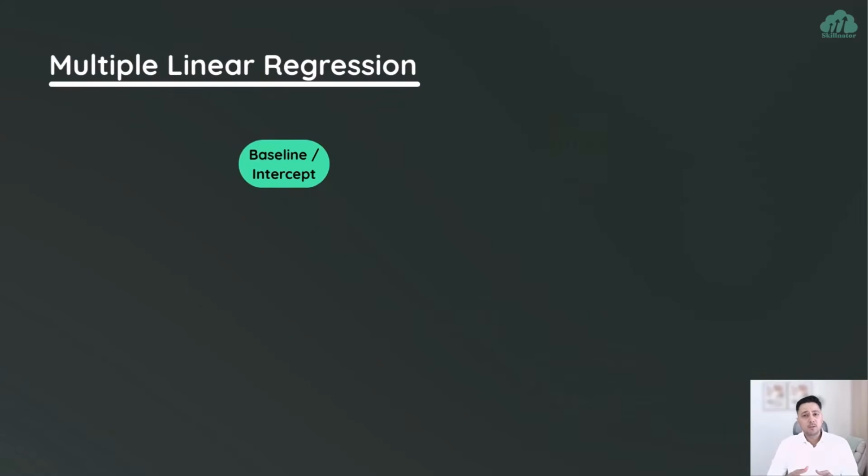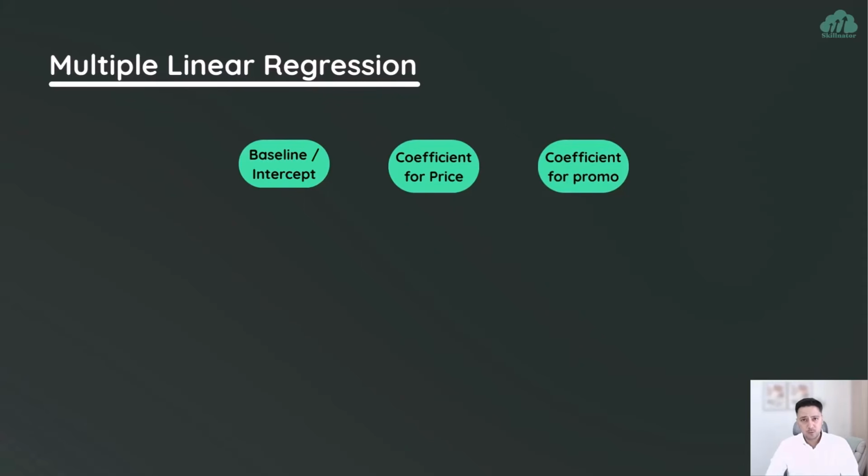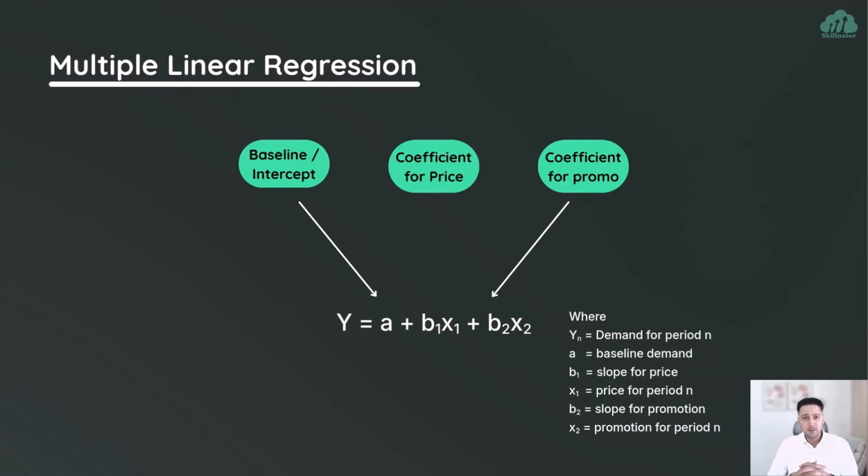In MLR, the model still estimates an intercept, but now it also estimates a coefficient for each of the drivers. For example, a coefficient for price, showing how demand changes when the price changes, and a coefficient for promotion, showing how demand fluctuates depending upon whether a promotion is active or not. Once we have the intercept and the coefficient values, we calculate the forecast using this equation, where Yn is the demand of the product in period n, A is the intercept or baseline demand, B1 is the coefficient for driver 1, for example price, X1 is the price in period n, B2 is the coefficient for driver 2, for example promotion, and X2 is the promotion value in period n.